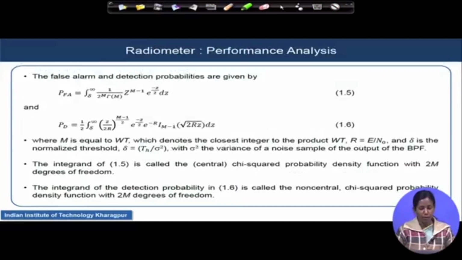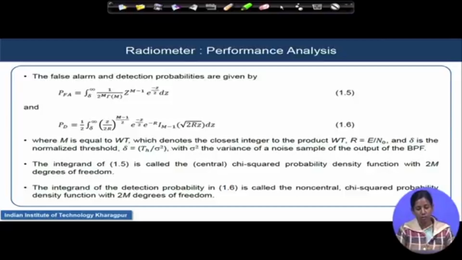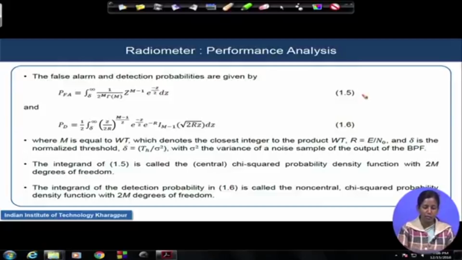Now, given that y(t) is received, we are interested in two terms. What is the detection probability of the detector? What is the false alarm probability of the detector? The false alarm probability will be given by equation 1.5, and the detection probability will be given by 1.6. Remember very importantly that both the probabilities depend on basically three major factors.